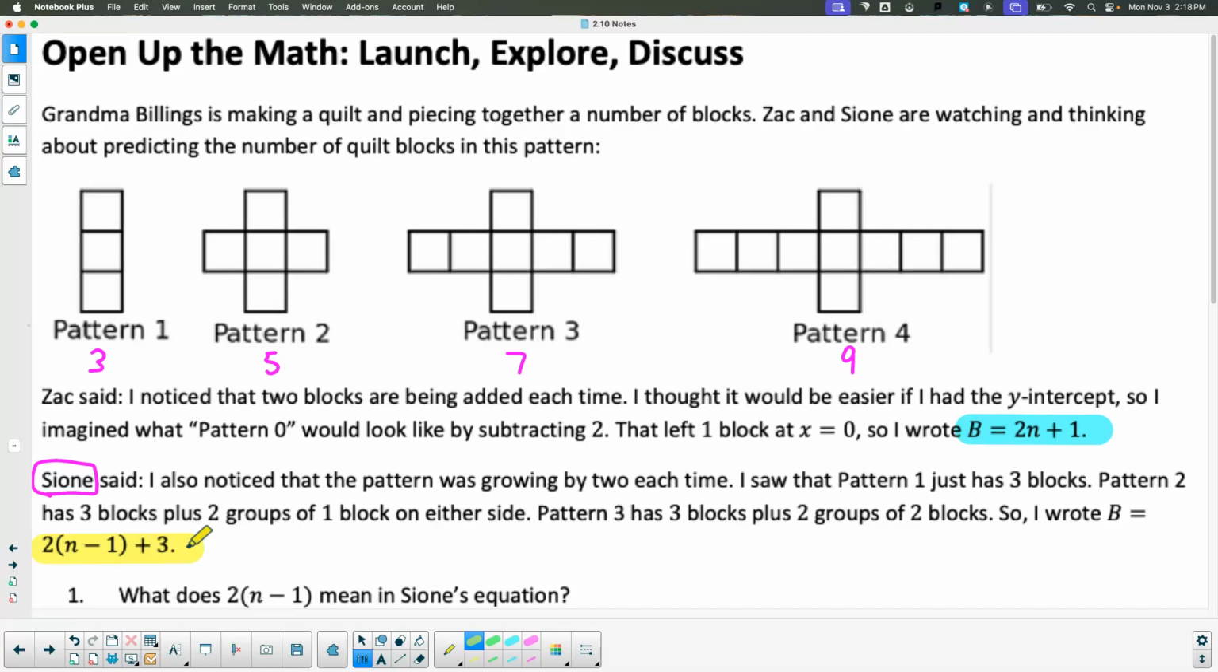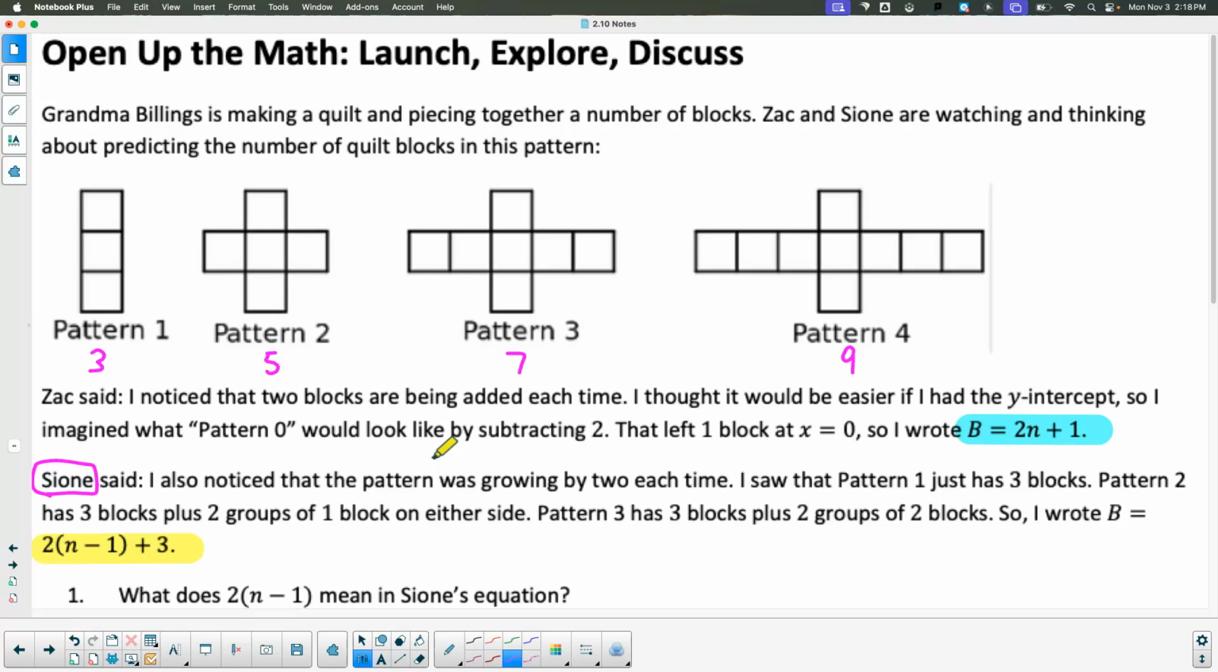2 times the quantity n minus 1, then plus 3. Does S's pattern fit Grandma Billings? No, I don't think. Why not? 1 minus 1 is 0, times 2 is still 0. Yeah, it does.